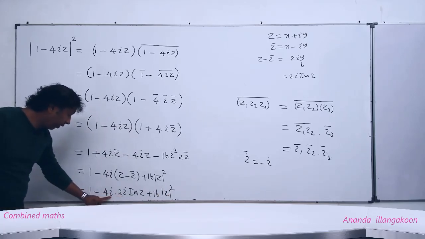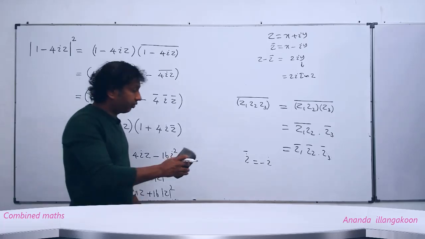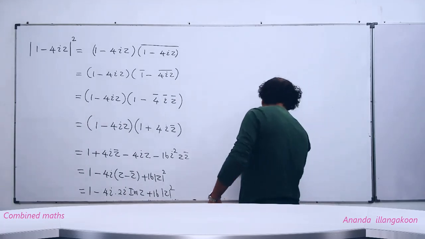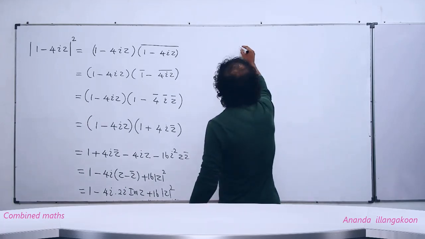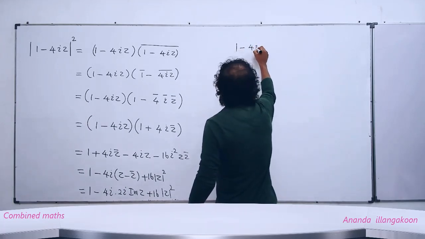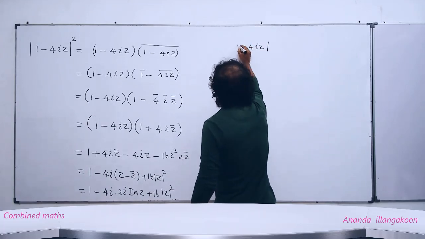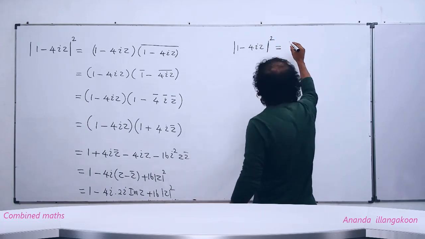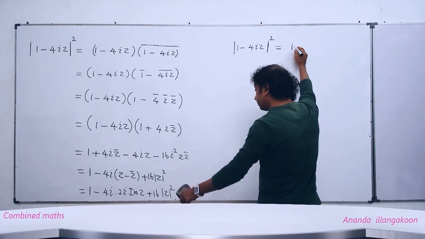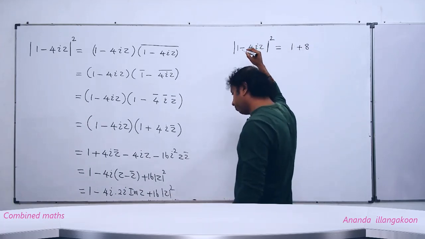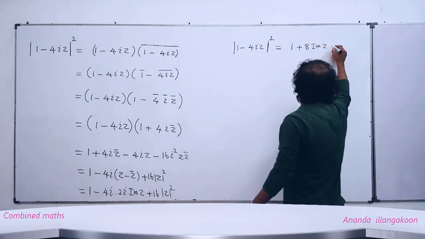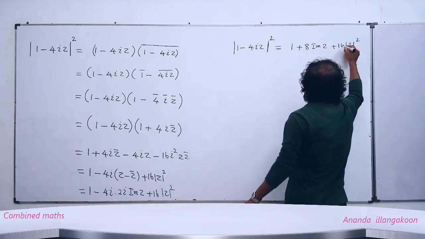Then here, i squared is minus 1, then this is plus 4, and 2 is 8. Then we get the second answer too. The modulus of 1 minus 4i z, squared, is equal to 1 plus 8 Im z plus 16 mod z squared. This will be good.